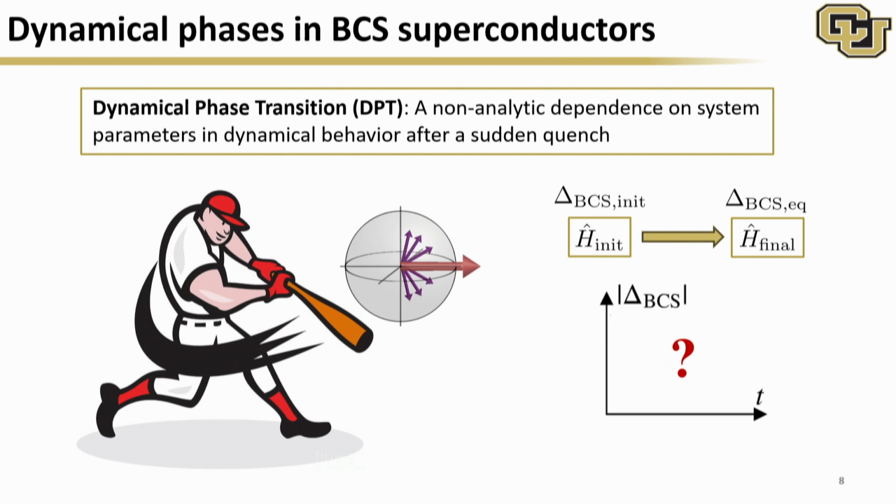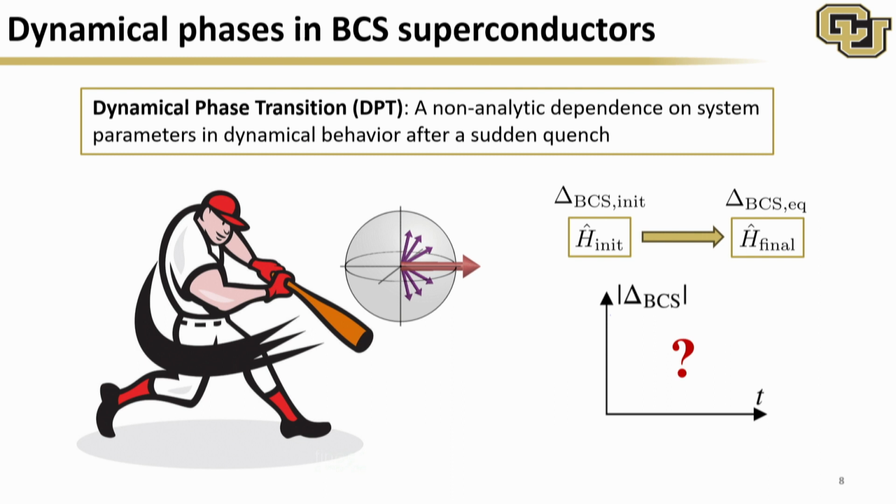Now what I would like to discuss is the out of equilibrium physics, or what we are showing here, the dynamical phases in superconductors. The idea of a dynamical phase is that we start from the ground state of the system, described by the Hamiltonian H initial, with the order parameter delta BCS initial. Then we perform a sudden quench so that we kick the system out of equilibrium. The Hamiltonian is now H final, but because we do it suddenly, the BCS order parameter still remains at its initial value, so it is not equal to the equilibrium value of H final. This leads to dynamics in the BCS order parameter.